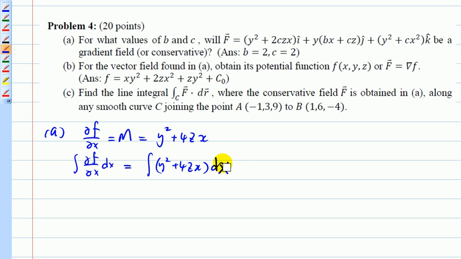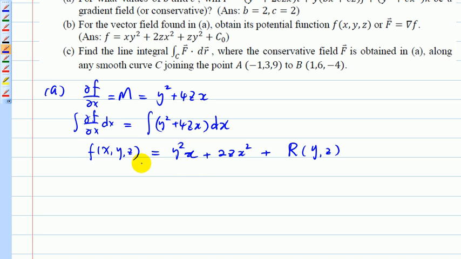The left side is df over dx, so you're considering everything else as constant, and you just get f of x, y, z back, like an antiderivative. On this side, you consider y and z as constants, so you get 2zx squared. Generally you must add a term, which is a function of y and z, because if you take the partial derivative of the whole thing with respect to x, this term goes to 0. So that's your f of x, y, z.